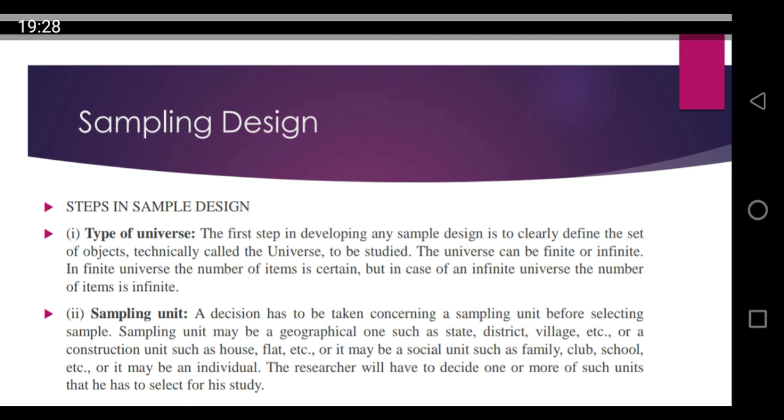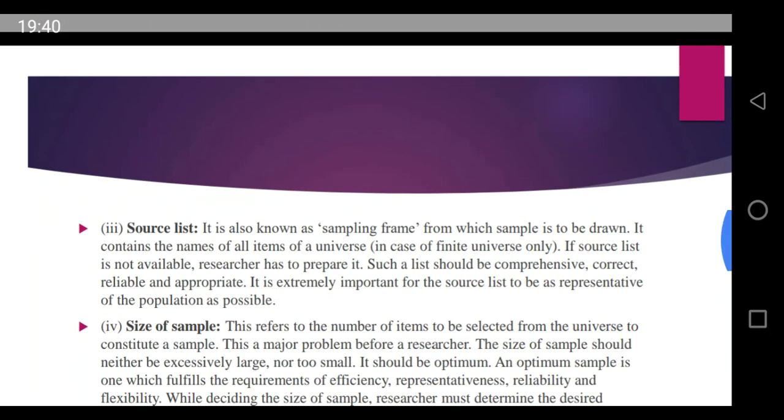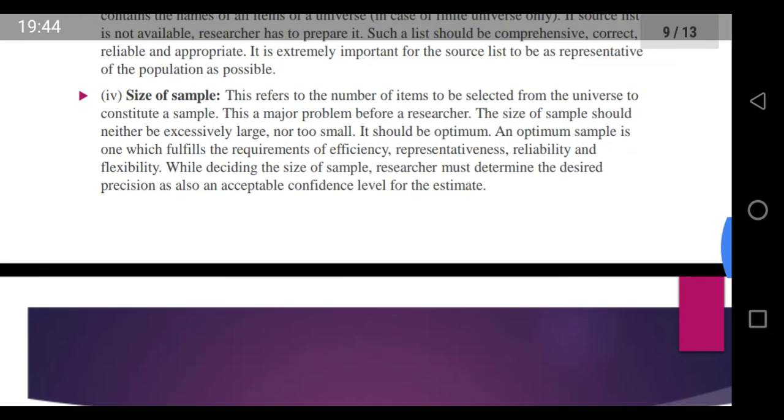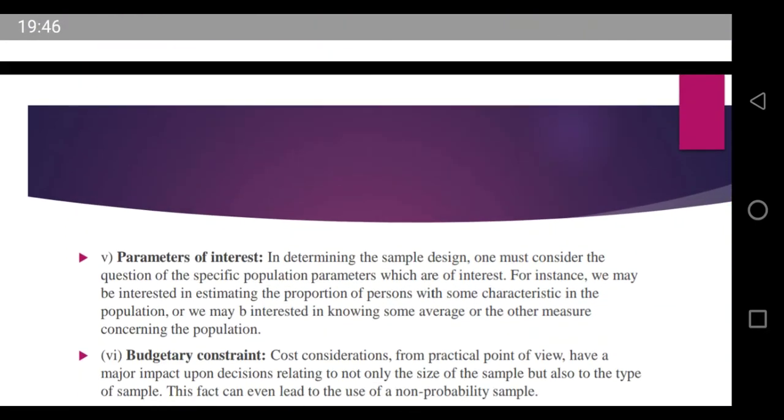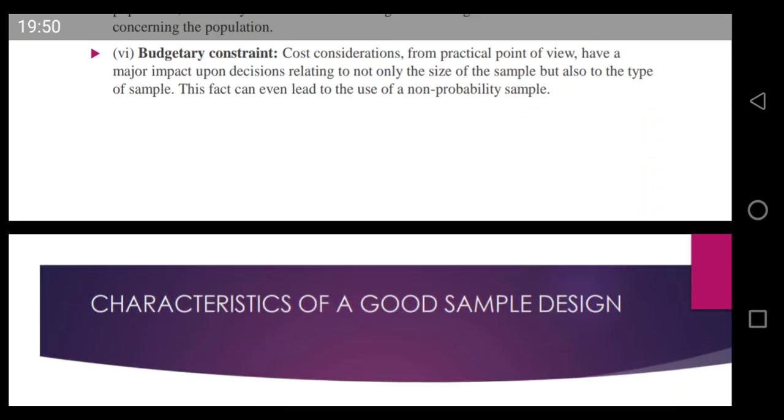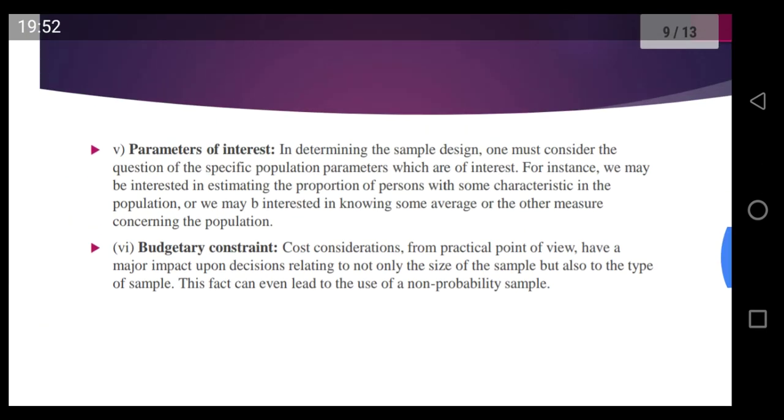After that, friends, we will look at how to design the sample. What are the steps in sampling design? The type of universe is the first step. Second is the sampling unit. Third, we have the source list. Fourth, the size of the sample. Afterwards we will discuss the parameters of interest, and the boundary constraint. All these things we are going to cover in a nice structure.